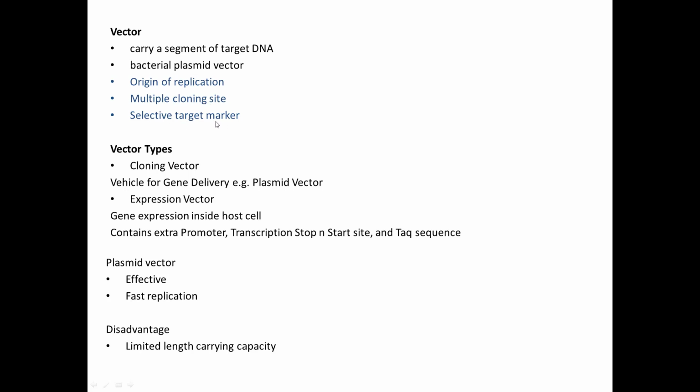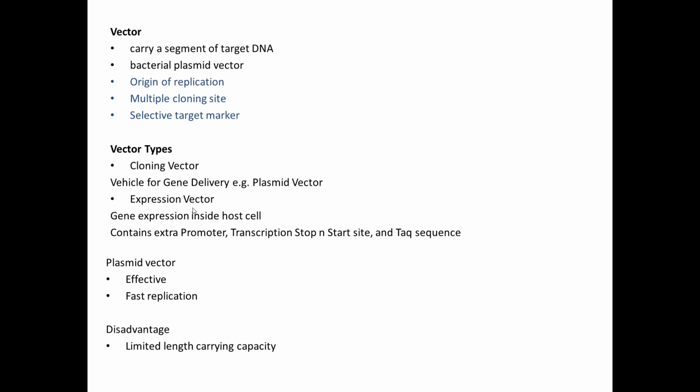And there are various types of vector. Here let us discuss the cloning vector and the expression vector. The cloning vector is the vehicle of a gene delivery system. For example, we can call it the plasmid vector, and it is generally used for cloning purposes only, aka for the development of multiple copies of the same gene. The expression vectors are used for expression of a gene inside a host cell.